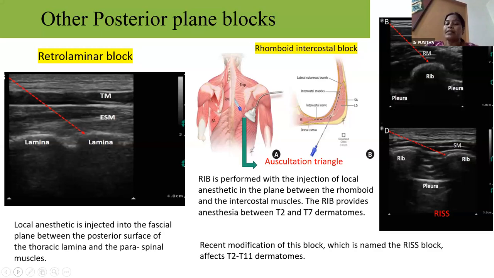This provides anesthesia between T2 to T7 dermatome. It is given in the auscultation triangle. Again, the recent modification of this block is it can be given in the other area, but in the same plane, which is renamed as rhomboid intercostal subserratus plane block, where it affects T2 to T11 dermatomes. However, the usage of this block in breast surgery is said to be documented. Next slide.